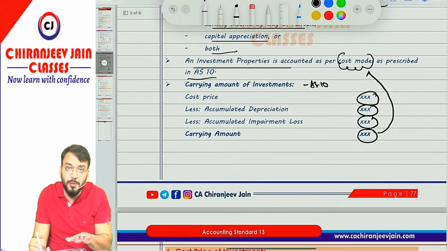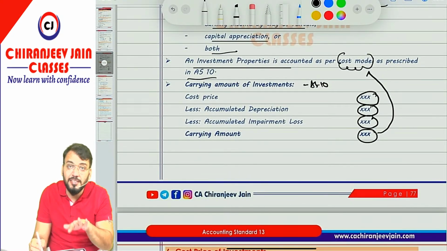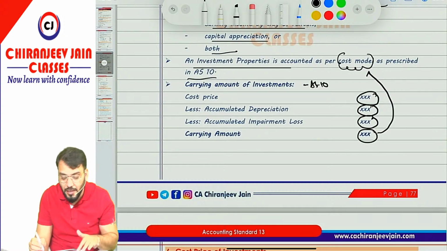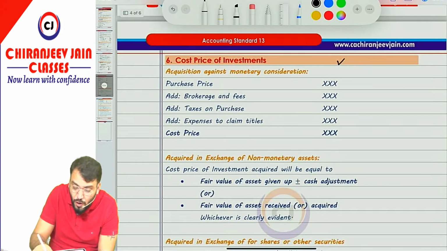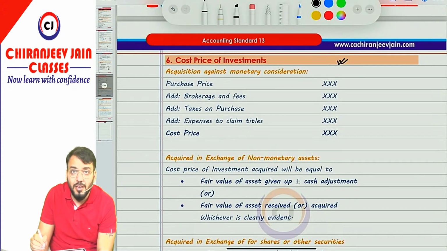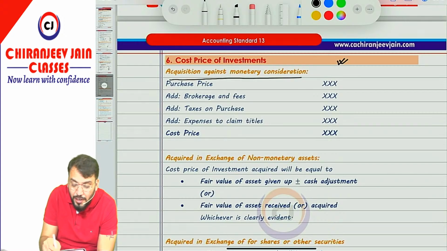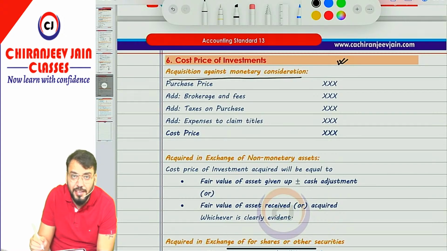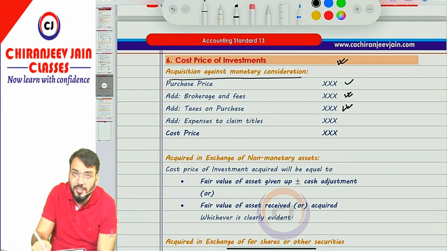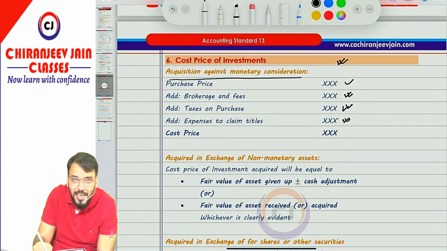So investment property will be an exception. Their measurement will not be covered under AS 13. For measurement we need to go to what? AS 10. Understood. Now coming to how to find out a cost price of investment. So if acquired against monetary consideration, whatever purchase price, add any brokerage or fees, add any taxes on purchase, add any registration fee or expense to claim title, means all the directly attributable expenses will be capitalized. So this becomes the cost price.